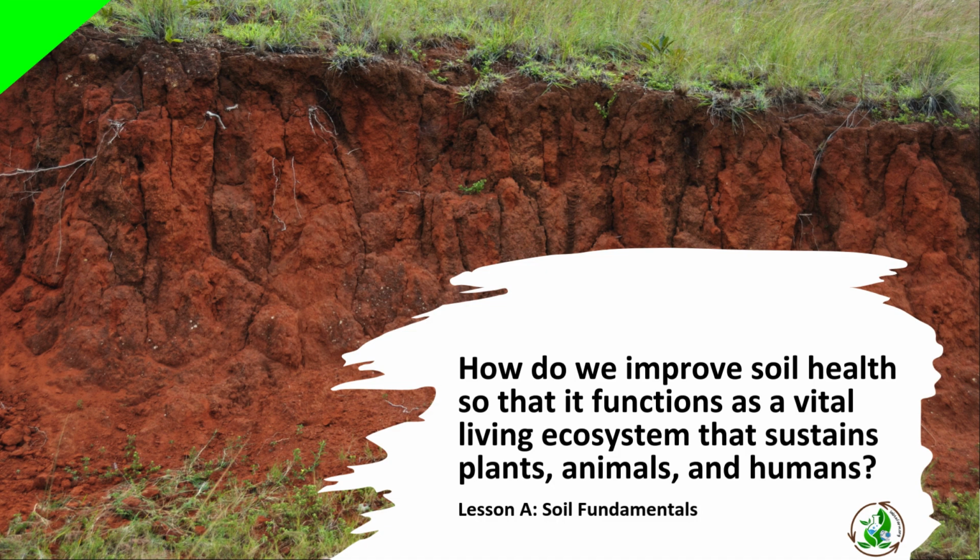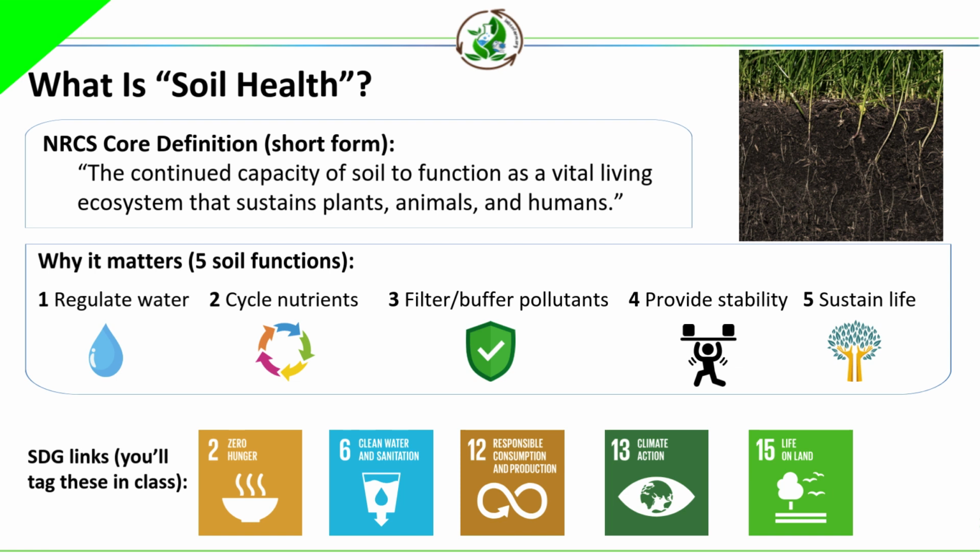By the end of Lesson A, you'll be able to use the standard definition of soil health, the continued capacity of soil to function as a vital living ecosystem that sustains plants, animals, and humans. That definition, used by the USDA Natural Resources Conservation Service, is powerful because it moves us past soil as a bag of chemicals and towards soil as a living system with physical, chemical, and biological parts that interact. Let's talk about soil health. Officially, soil health means the soil's capacity to function as a living ecosystem that supports plants, animals, and people. In simpler words, it's how well the soil does its job.